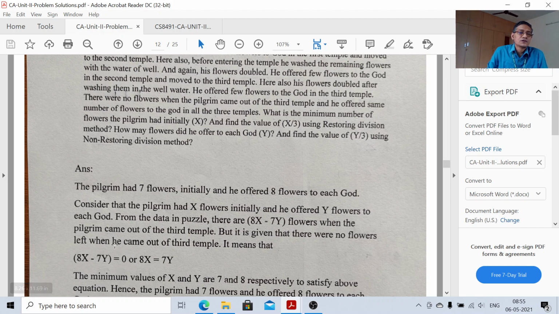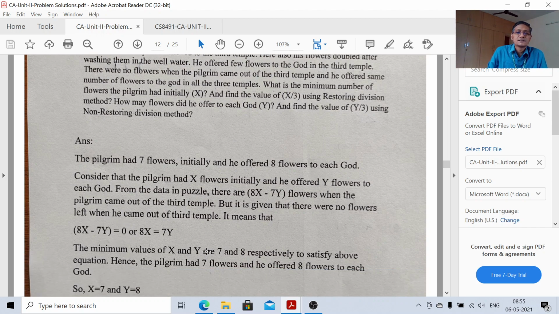Now if you substitute the minimum value of x as 7 and y as 8, that is, the minimum value of x is equal to 7 and y is equal to 8, this condition will be satisfied. So 8x minus 7y is equal to 0. That is, 8 into 7 is 56. Similarly, 7 into 8 is 56, right? So the minimum condition is satisfied here, right?